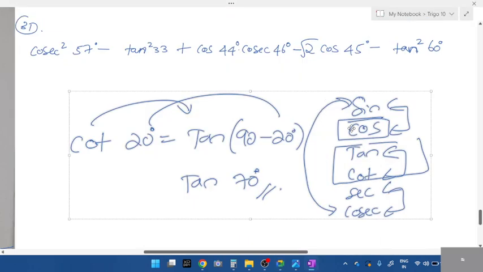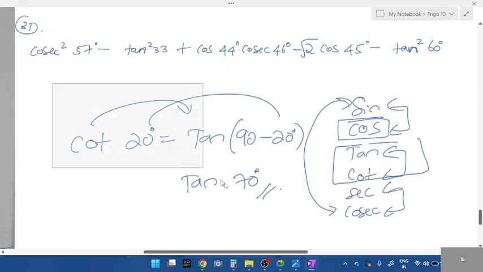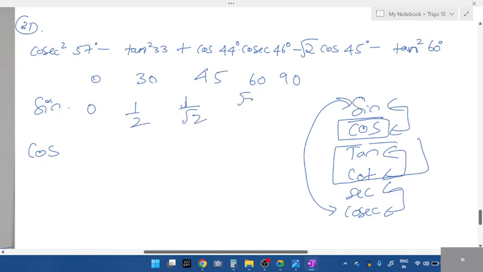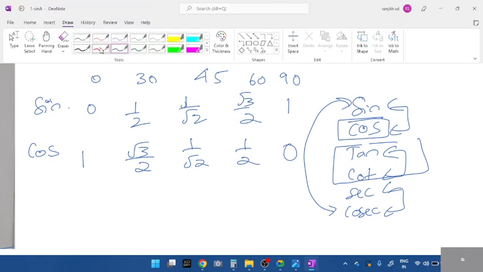Okay. I'll give an example, students, to prove it so that you'll understand better. Sine and cos. What is sine 0 degrees? For angles 0, 30, 45, 60, and 90, tell me the values, students. 0, then 1 by 2, 1 by root 2, root 3 by 2, and 1. And for cos, it is 1, root 3 by 2, 1 by root 2, 1 by 2, 0.